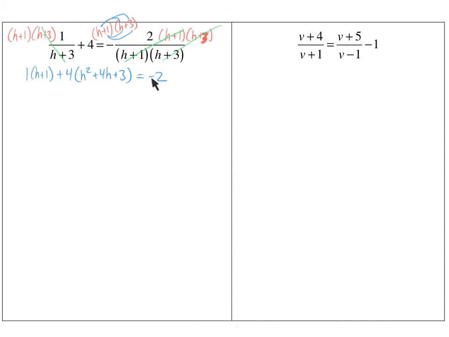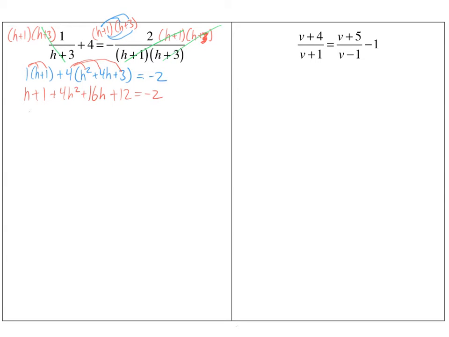So let's clean up all this junk right here. Let's clean up this side. What I'm going to do here, I'm going to distribute the 1, and I'm also going to distribute the 4. So the first piece becomes h plus 1, and the second part becomes 4h squared plus 16h plus 12 equals negative 2. Now it's still not cleaned up. I just distributed those pieces.